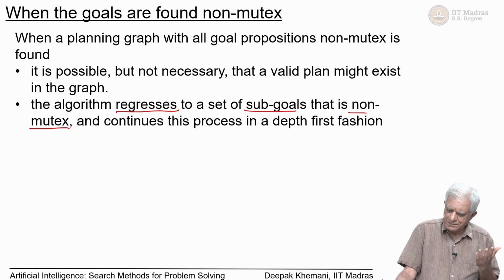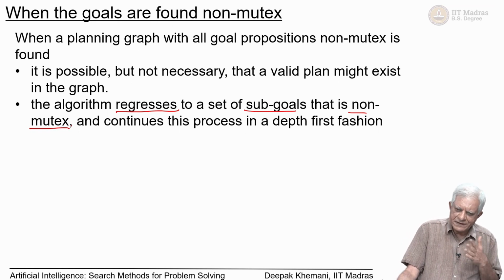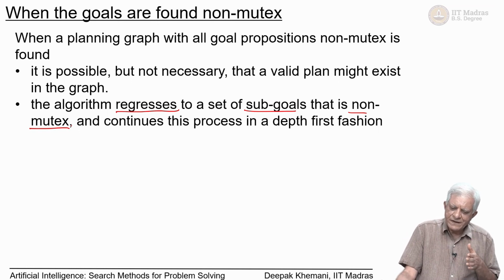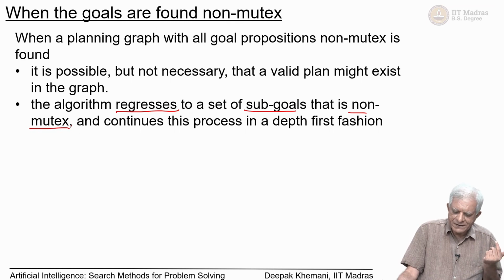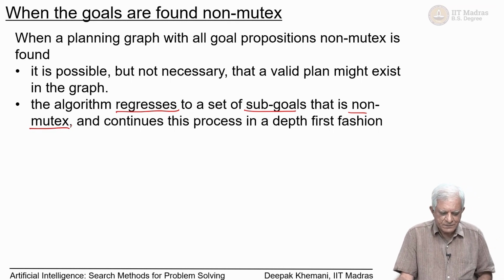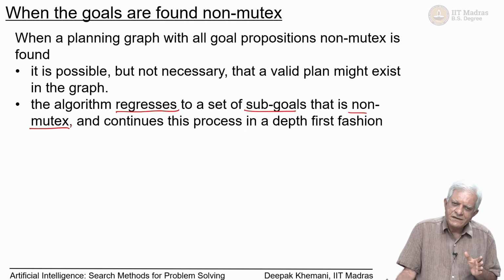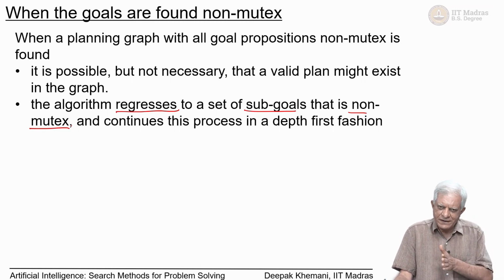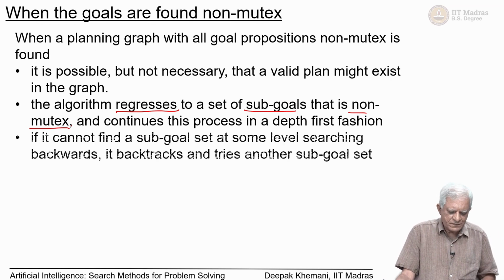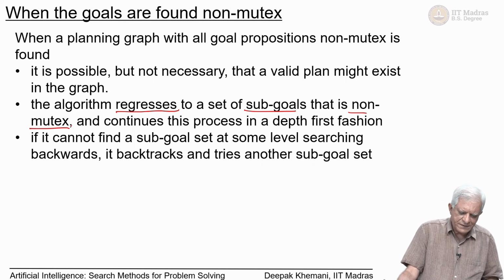They may be parallel actions. Some layer may have more than one action, which means that they can in principle be done in parallel. But it will be the shortest plan because we keep growing the planning graph. As soon as the goals appear non-mutex, you start searching backwards. If you find the plan, then it must be the shortest plan, or the plan with the lowest make span.